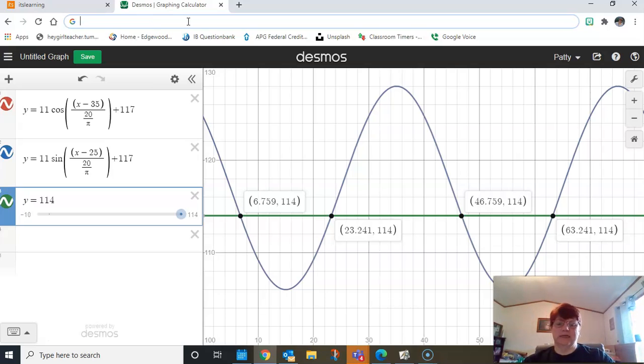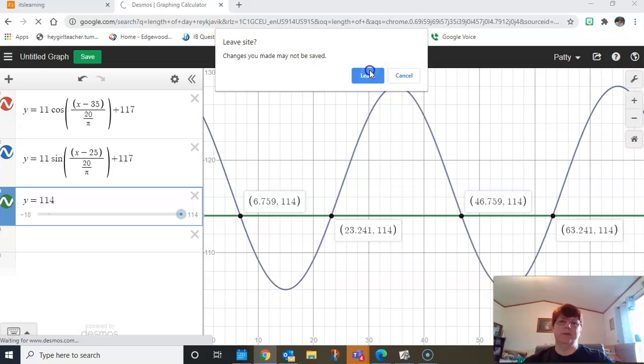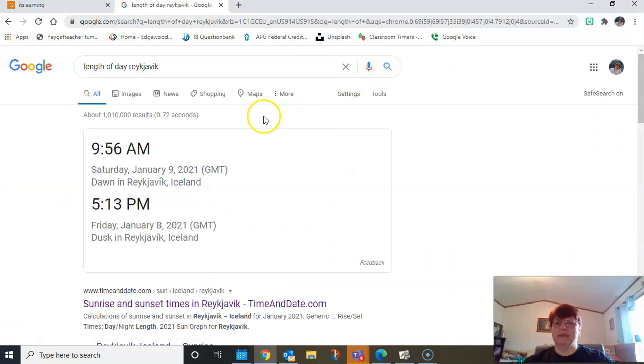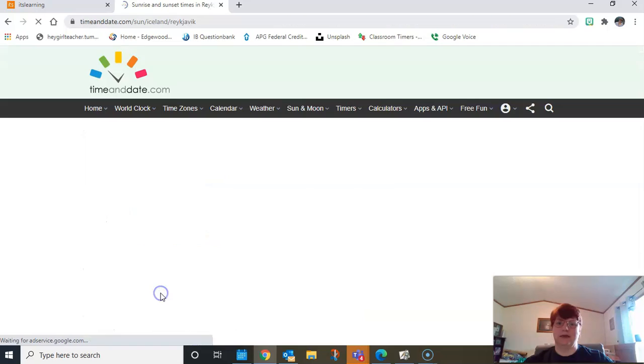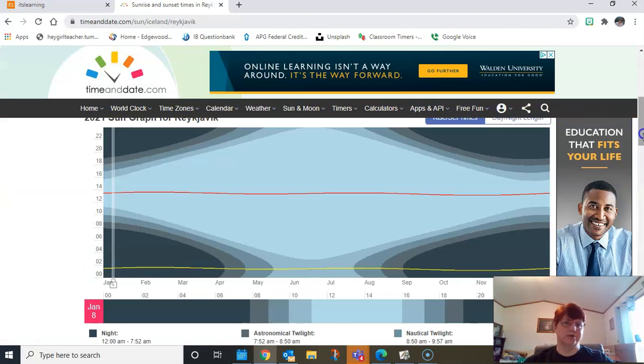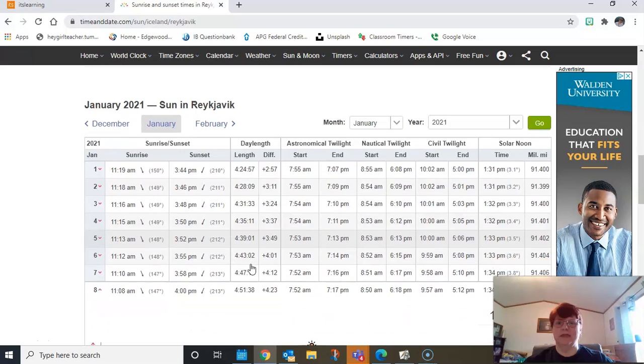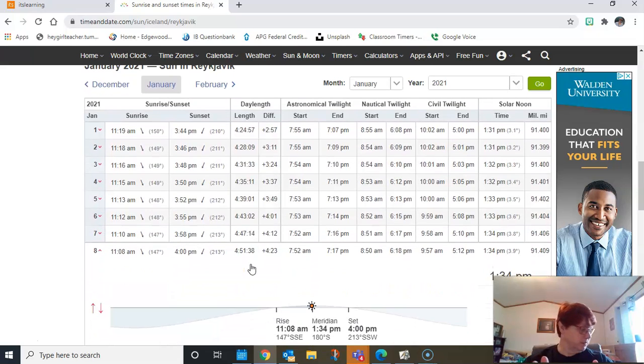So what I did is I put in my search bar length of day for Reykjavik. And what came up was this time and date, sunrise and sunset in Reykjavik. And it was a really good resource, and I actually linked it to your data stuff. So I saw this and it had a table here, and the beautiful part about it is it told me the length of daylight for each day starting with January 1st.